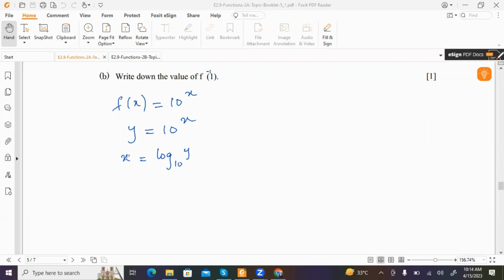So next, x is replaced by f inverse x and y is replaced by x. And since it's asking us to find f inverse of 1, log of 1 to the base of 10, the answer of this is always 0. That's fixed. Hence, this is your answer.